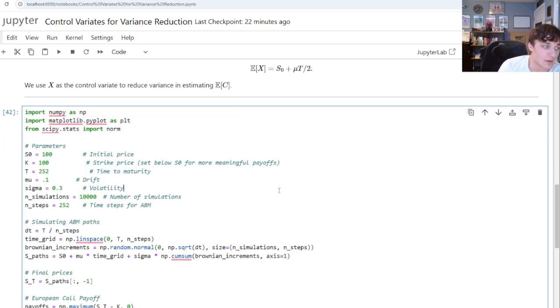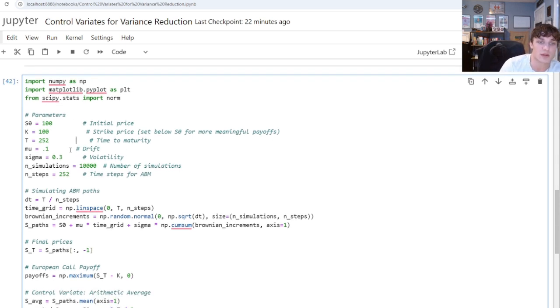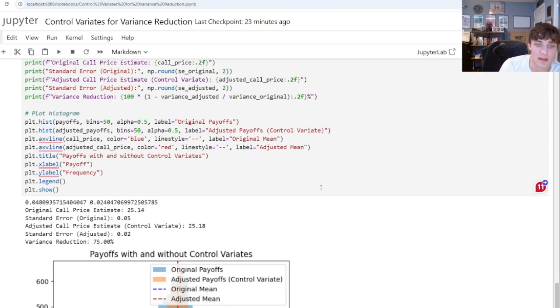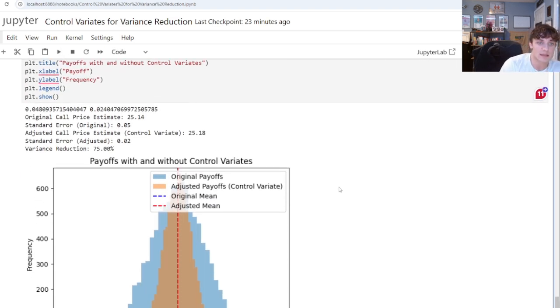So what we're going to do is run this simulation. I'm going to have the initial price, our strike price, time to maturity, a drift, a volatility, a certain number of simulations, and time steps. So initial stock price of 100, a strike of 100, time to maturity of 252. We have 252 days. We're going to do daily time steps, 252 steps. We have a 10% drift, a 30% volatility, and we're going to do this 10,000 times. I'm going to go ahead and run this here, and we get this interesting output.